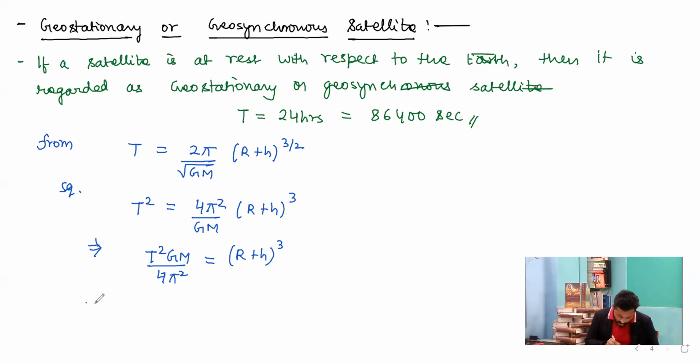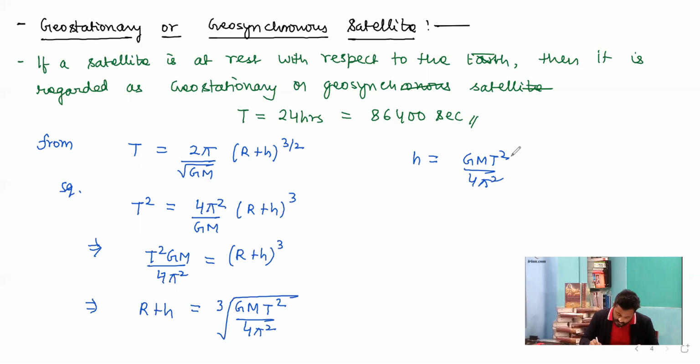If I take a cube root on both sides, then I will write R plus h is equal to (GMT square upon 4 pi square) in cube root. And from here I get that h is equal to (GMT square upon 4 pi square) to the power 1 by 3 minus R. From this expression, we can calculate the height of the geostationary satellite, that is the height at which this satellite must be launched so that the time period of the satellite is 24 hours.